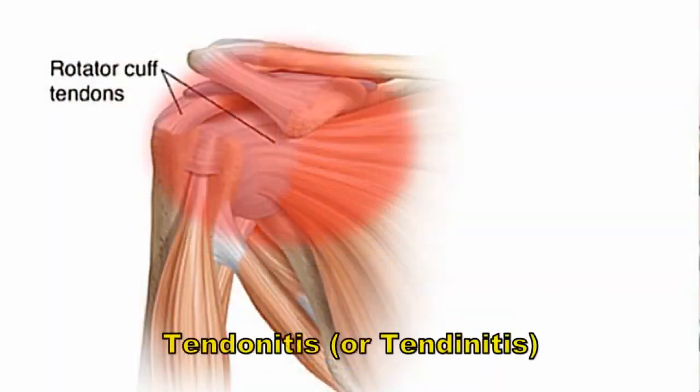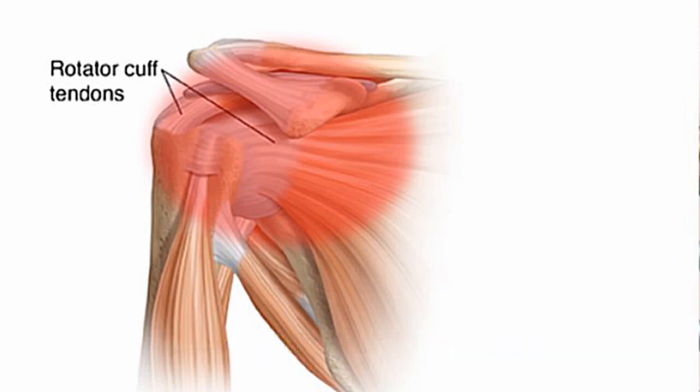Tendonitis is a common ailment that causes shoulder pain. When you have tendonitis, a tendon has become inflamed. This usually happens because of repetitive movement or overuse. Tendonitis is a common affliction of the shoulders, elbows, wrists, and other joints.